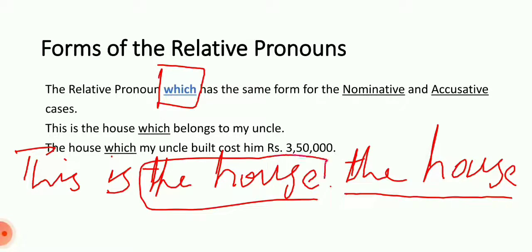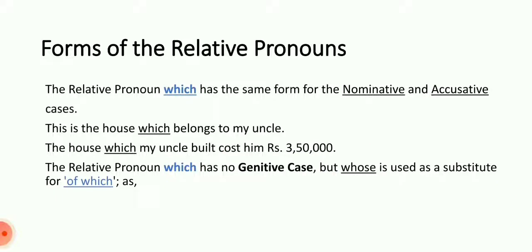Because it is replacing the word house, and it is used instead of that noun house, and is used in the accusative case. Okay, the next thing is the relative pronoun which has no genitive case, but whose is used as a substitute for of which. Okay, there is no such genitive case of the relative pronoun which, but whose.